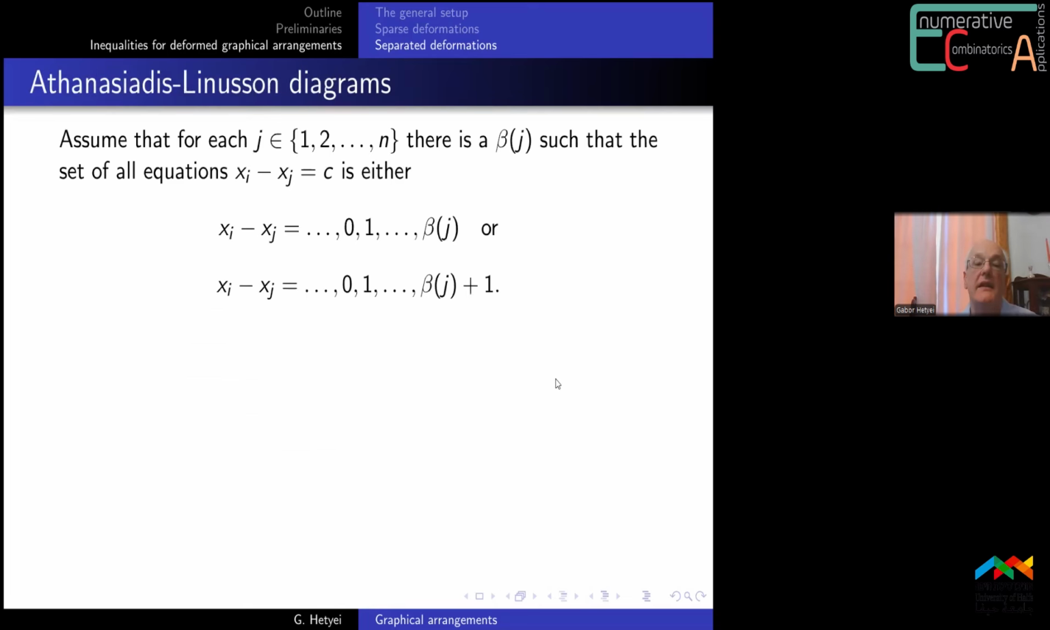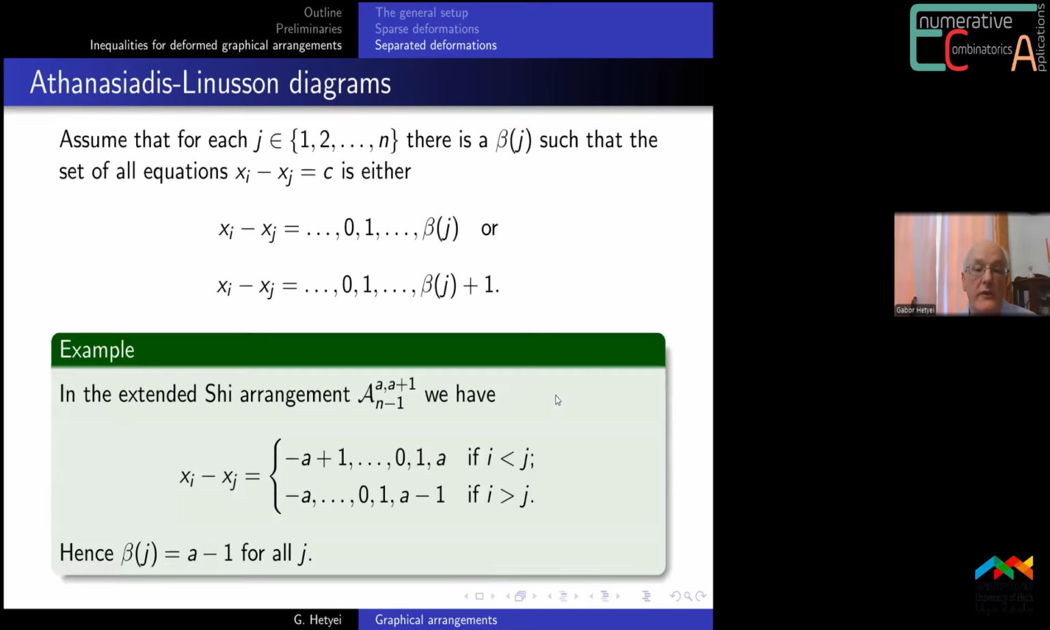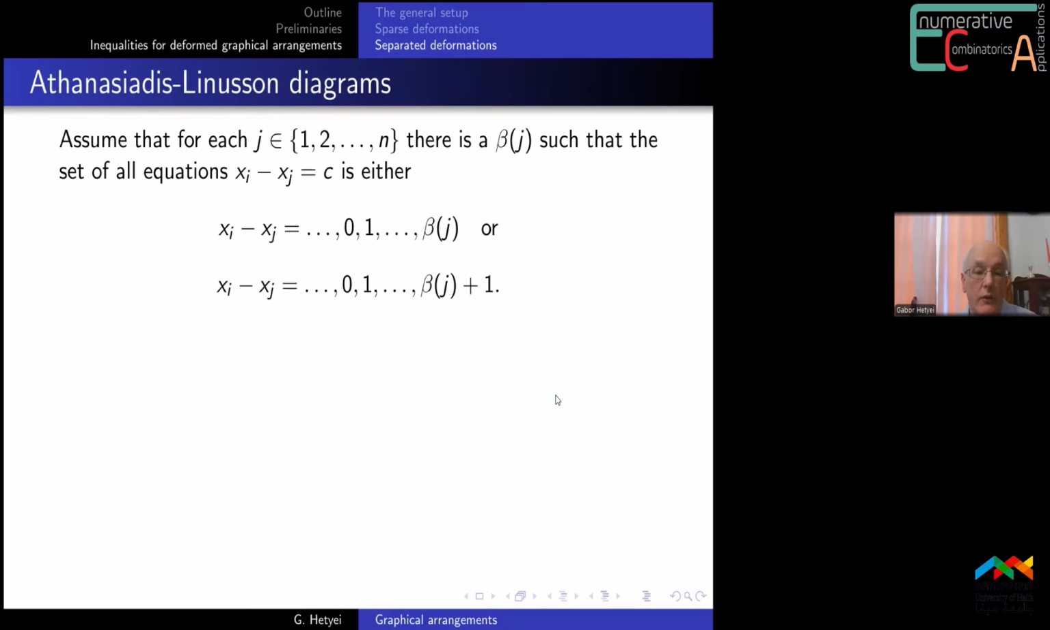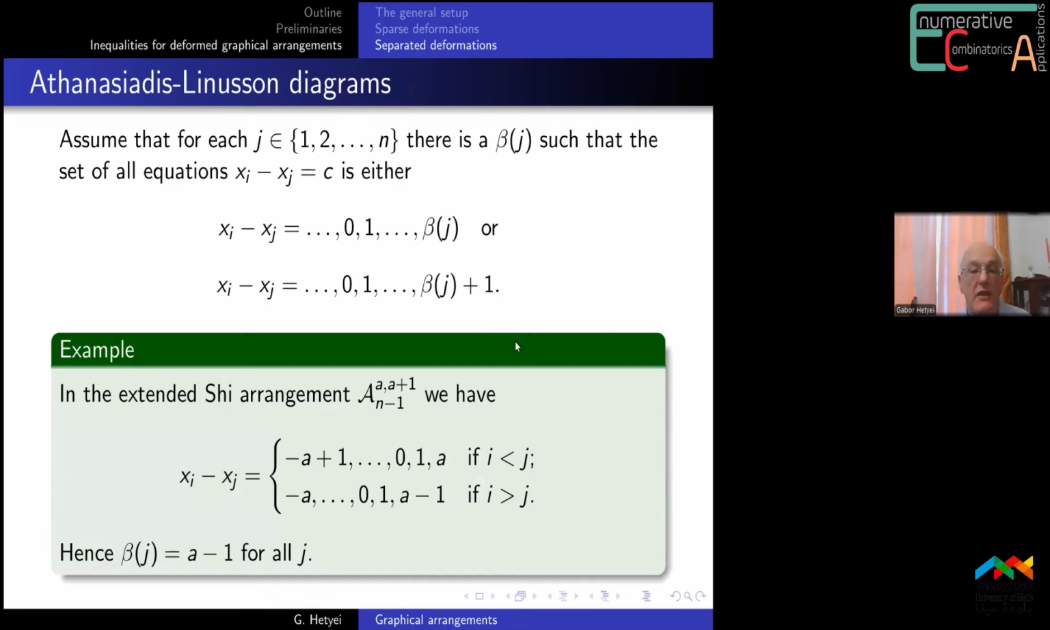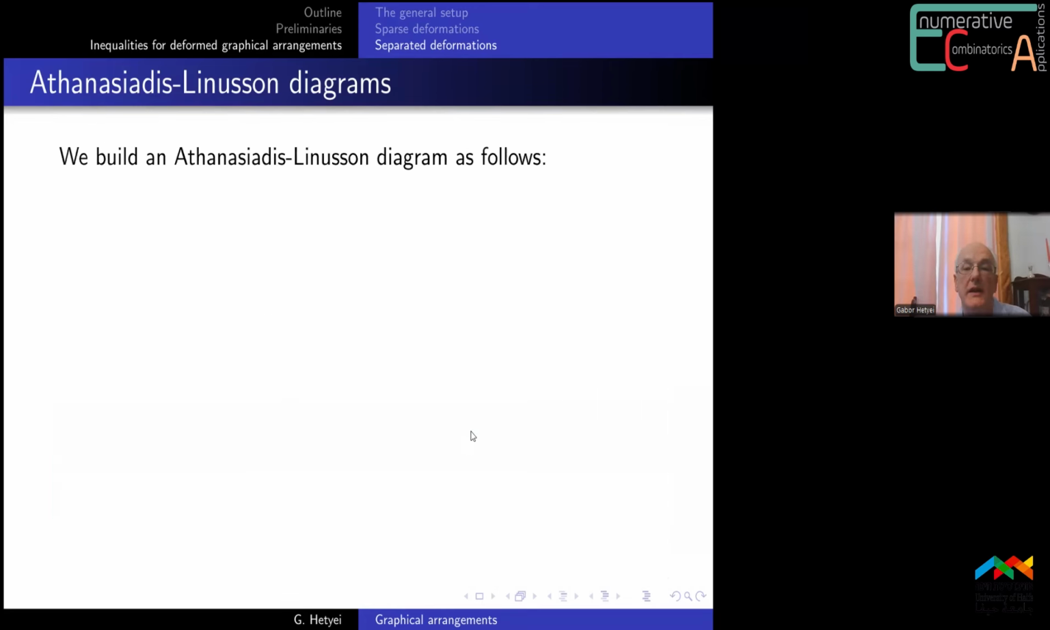Okay, about Athanasiadis, these Linusson diagrams, those are also labeling the extended shear arrangements. What I came up with is a slight generalization where the largest bound and the lowest bound can slightly differ. So this is a common generalization of the Catalan arrangement and the extended shear arrangement.